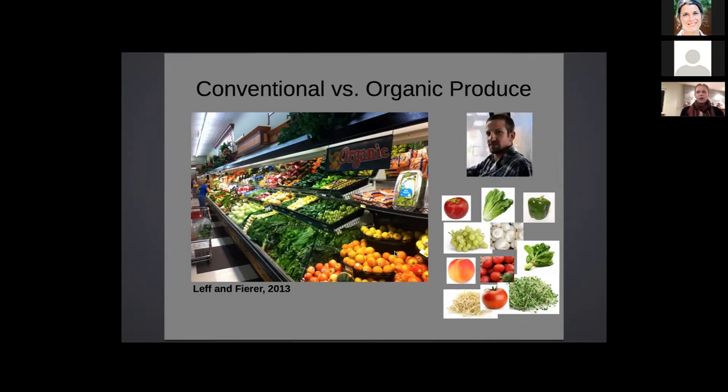Now the question is, is that good? Is it bad? And the answer is, we don't know. So we can't say one way or another whether it's good or bad, but we do know that if you're eating organic or conventional produce solely, you're getting exposed to different communities of microorganisms.